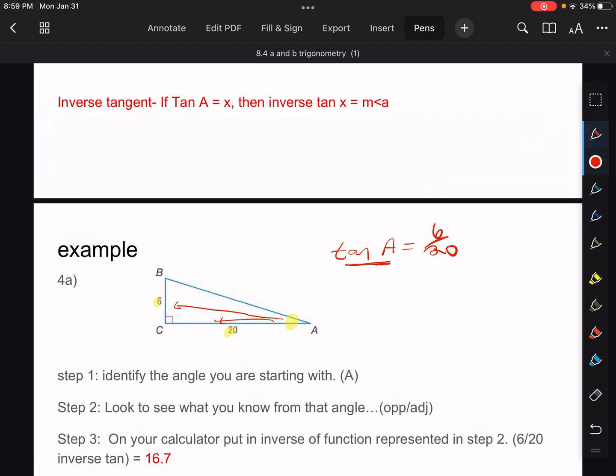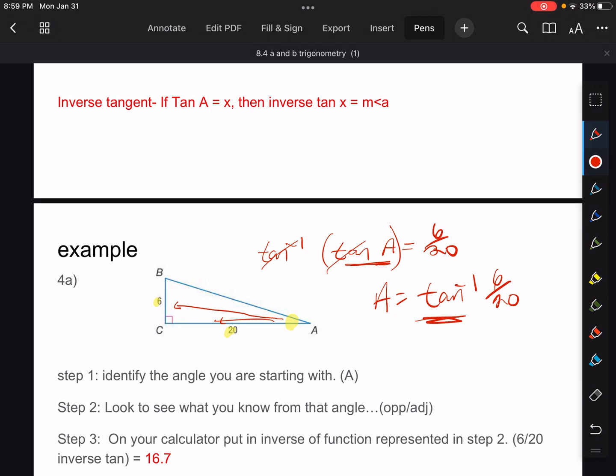So to undo the tangent, what you have to do is use the tan inverse. This is also called the arctan, or arcsine, arccosine. And to do that on your calculator, you'll see a button that looks like a tan to the -1. That is what undoes the tangent function. So if you want to get A by itself, you have to actually take the tan inverse of both sides. So now we know that A is equal to the tan inverse of 6 over 20.